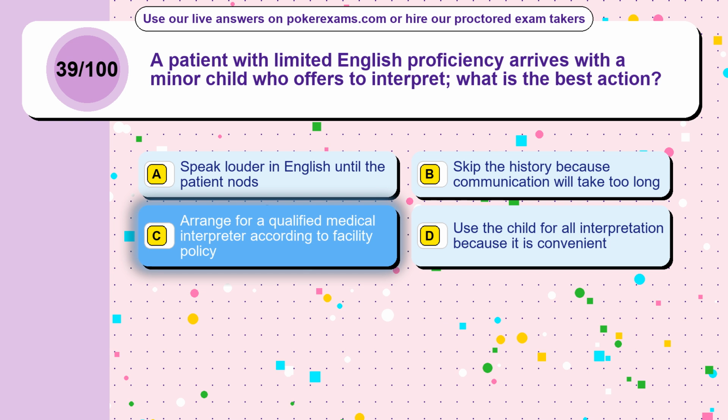The correct answer is option C. Arrange for a qualified medical interpreter according to facility policy.